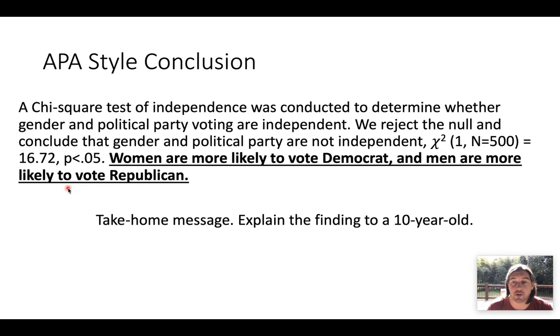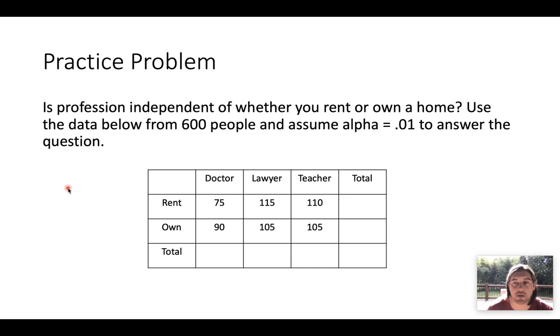Okay, so that's it for part one. Go back and watch this if you need to. I highly recommend it. And then what I want you to do is, on your own at home, without watching part two, I want you to try to solve this problem. Is profession independent of whether you rent or own a home? Use the data below from 600 people and assume alpha equals 0.01 to answer the question.